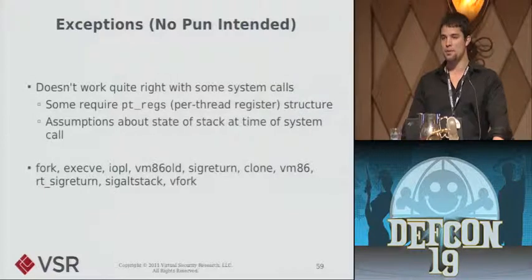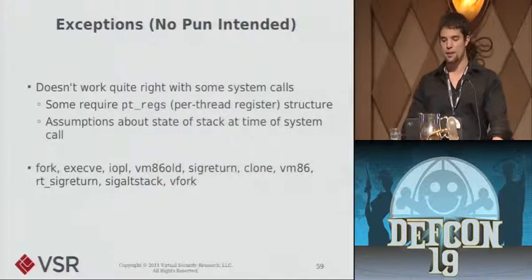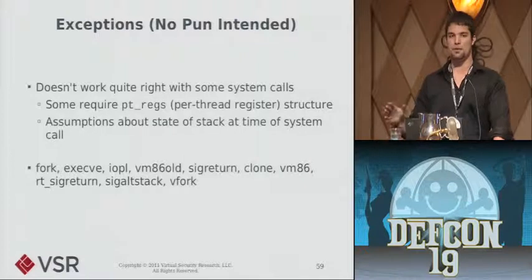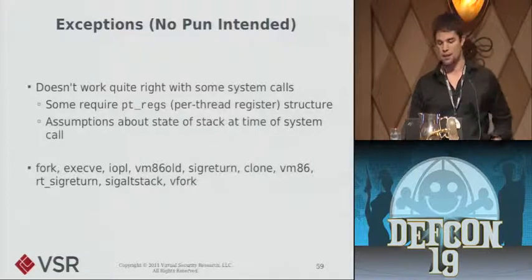There are a few exceptions to this rule. Some system calls actually require the stack to be in a certain state using this per thread register structure. When you do it from kernel mode, these assumptions are violated, so it won't work properly. These are things like fork, execve, clone, but those are really things we don't have much interest in calling from kernel mode anyway.